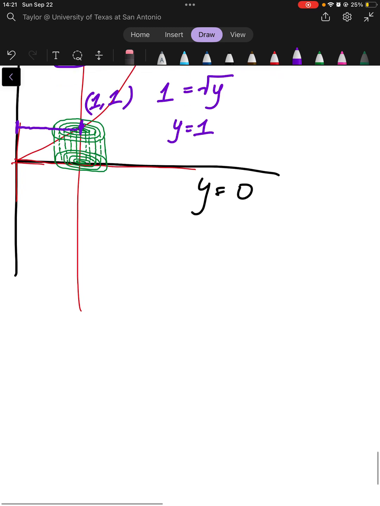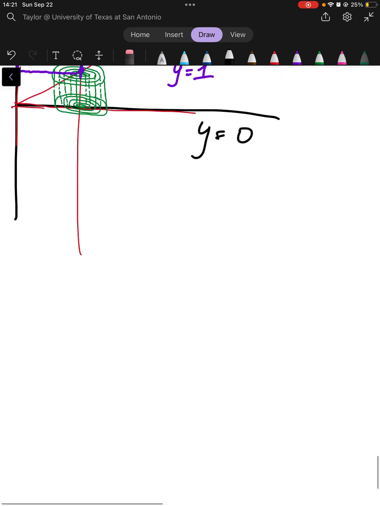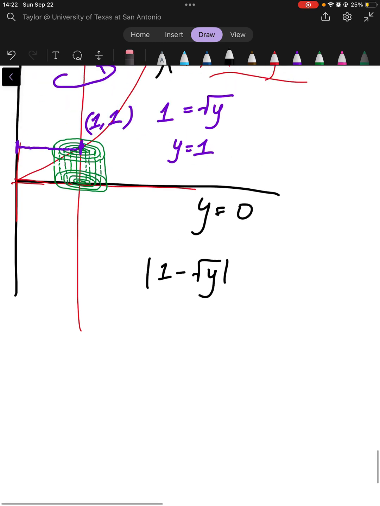And that looks like the absolute value of 1 minus the square root of y, which is the distance from here to here, via Pythagorean's theorem. Not to bombard you guys with the analysis, but this is how we determine distance between points.